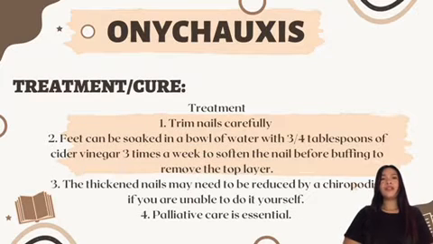The treatment of onychosis is first, trim the nails carefully. Second, feet can be soaked in a bowl of water with three-quarters of a tablespoon of cider vinegar three times a week to soften the nail before buffing to remove the top layer. Third, the thickened nails may need to be reduced by a chiropodist if you are unable to do it yourself. Last, palliative care is essential. You have to know the proper way of taking care of the nails.